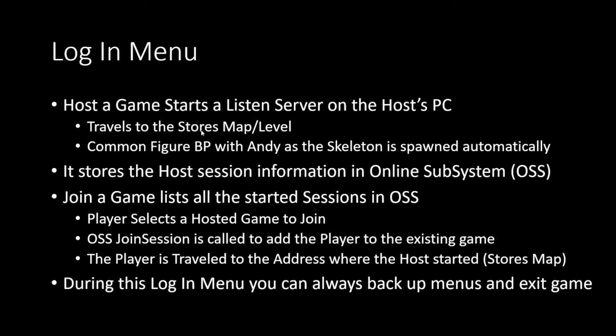The word is travels. It puts it into the store's map level. That's the first level that you go into. So that's sort of the lobby, basically, or the codex, or whatever you want to call it. The common figure blueprint, or the blueprint common figure, really, is launched, which has all the functionality associated with avatars. That's all in one big blueprint. And it uses Andy, and Andy looks like a mannequin, looks like a skeleton, and it's the mesh skeleton that is spawned automatically into the game.